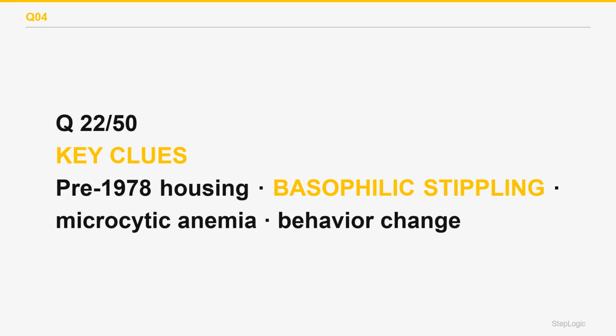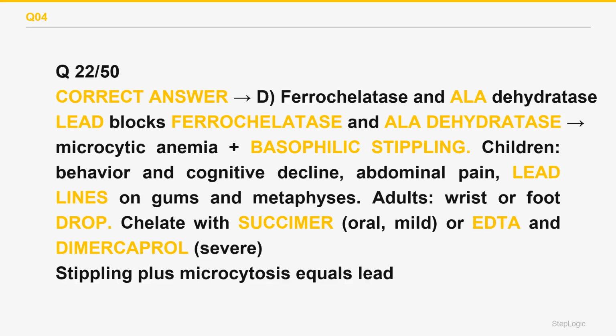The exposure is classically from lead paint in housing built before 1978, and children absorb it far more efficiently than adults. Choice E names the rate-limiting enzyme, which lead does not inhibit. The correct answer is D.